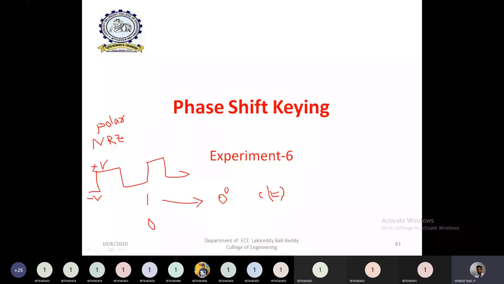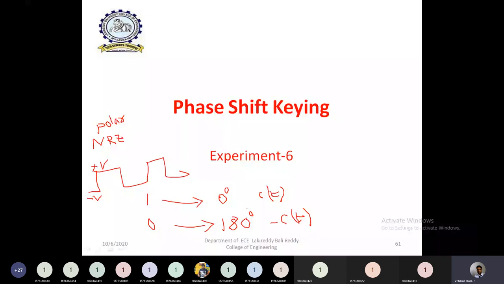Next, if the input is binary 0, then it will produce the carrier with 180 degrees phase shift. A 180 degrees phase shift of the carrier is nothing but the negative carrier, minus C of t. If you assume C of t is AC cos 2 pi fct, then AC cos of 2 pi fct plus 180 degrees is nothing but minus AC cos 2 pi fct. So simply, a reverse or negative carrier is produced.